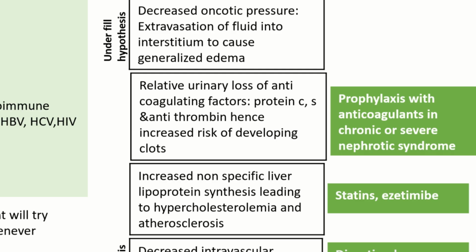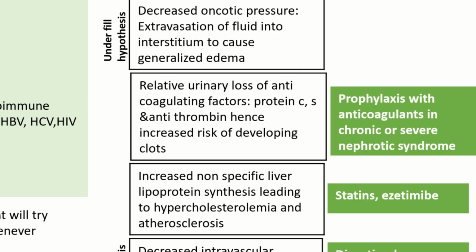And this is because there is a relative loss of the urinary anticoagulating factors. The reason they say relative is because you're losing both the coagulation factors and the anticoagulation factors, and that is mainly antithrombin III, protein C, and protein S. But the difference is when the body is losing them, the body tries to produce more of these clotting factors back.